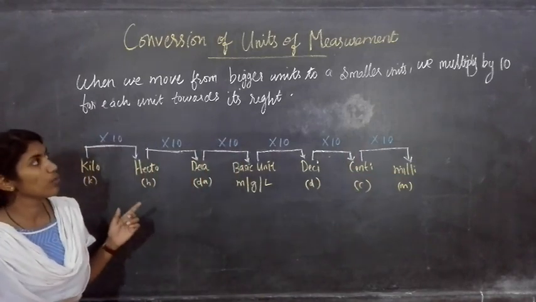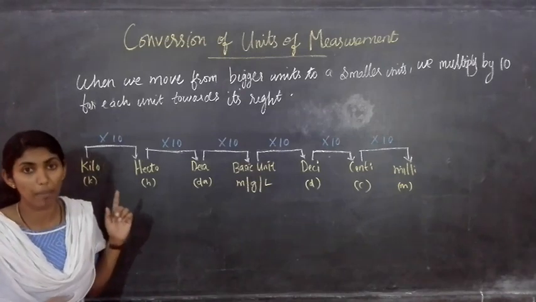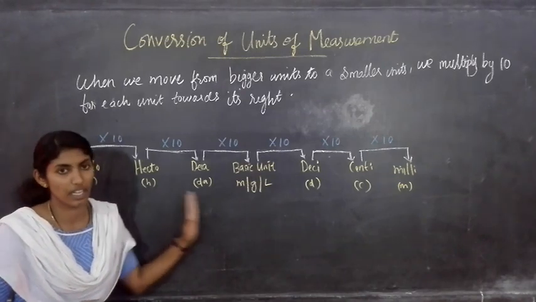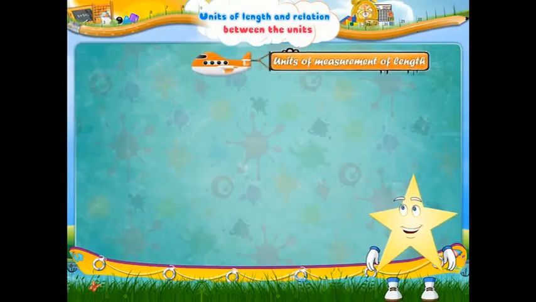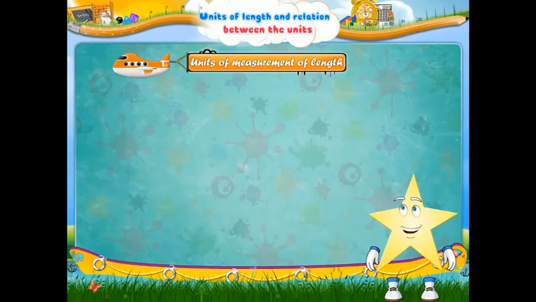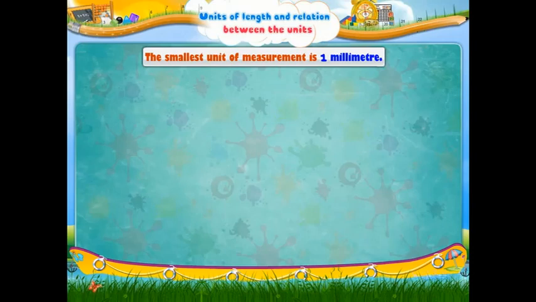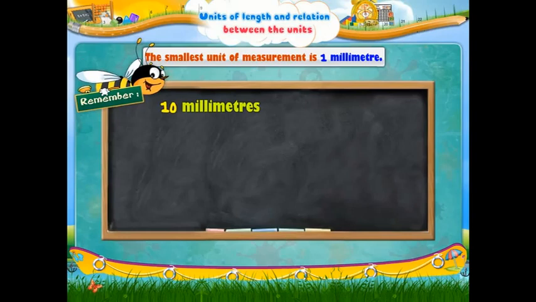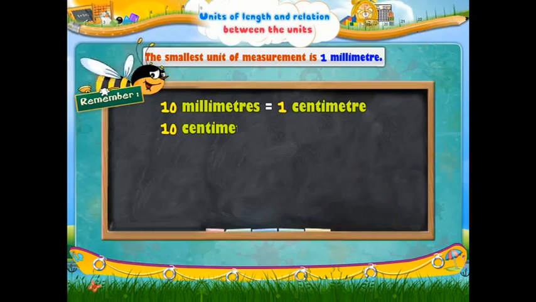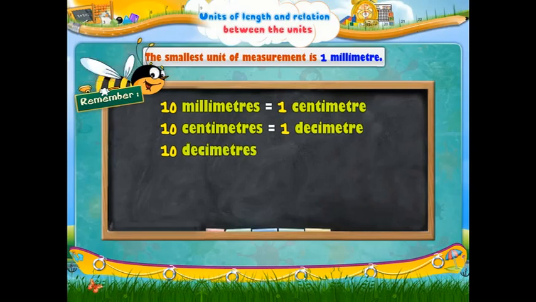That means when we move from bigger units to smaller units, we multiply by 10 for each unit towards its right. Clear? Let us now learn the units of measurement of length. The smallest unit of measurement is 1 millimeter. 10 millimeters is equal to 1 centimeter. 10 centimeters is equal to 1 decimeter. 10 decimeters is equal to 1 meter.